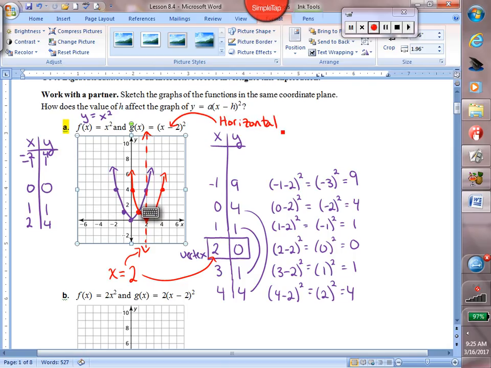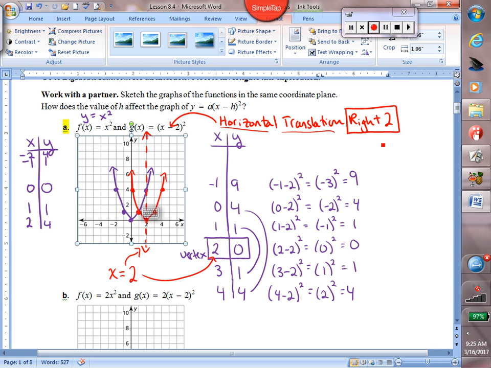The proper terminology or vocab is going to be a horizontal translation. And we move to the right 2. Just like with the vertical translations, the up and the down, I want you to be exposed to the proper terminology. I'm okay, though, if I ask you for the transformation and you just tell me that it's right 2. That's fine with me. So we subtracted 2 inside the parentheses that were being squared, and our graph moved to the right.